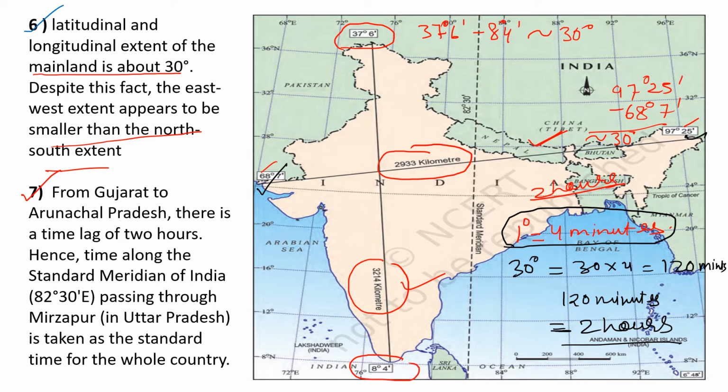Okay, so to avoid this time difference of 2 hours, 82 degree 30 minutes is taken as India's standard meridian for time, and it is passing through Mirzapur, UP. Okay, you have to remember that the standard meridian is 82 degree 30 minutes, and due to the time difference of 2 hours, it is taken as the standard meridian.